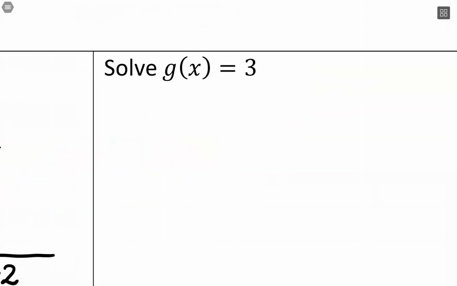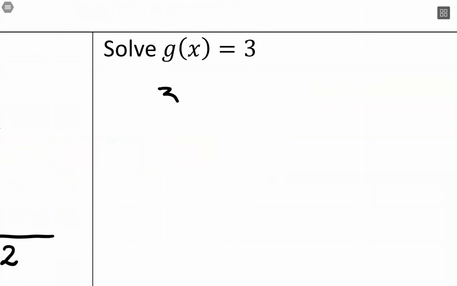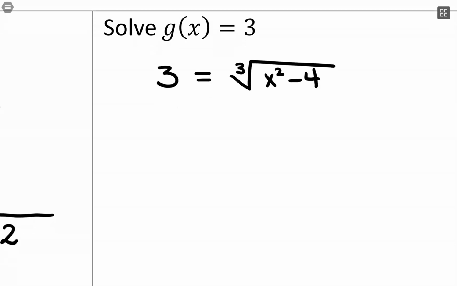Alright, last one here, solving. So 3 equals this cube root of x squared minus 4. And what we'll have here is our radical is alone on one side of the equation. We're going to raise both sides to an exponent that will eliminate that radical. And with the cube root, that means we need an exponent of 3. So I'm going to raise both sides to an exponent of 3.